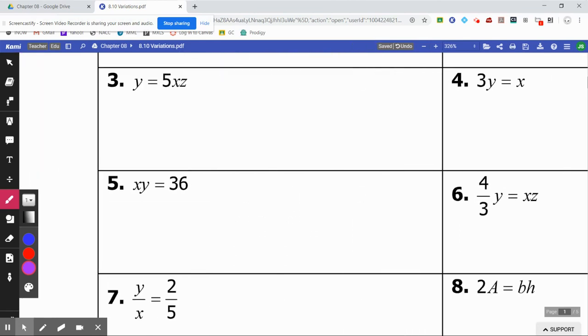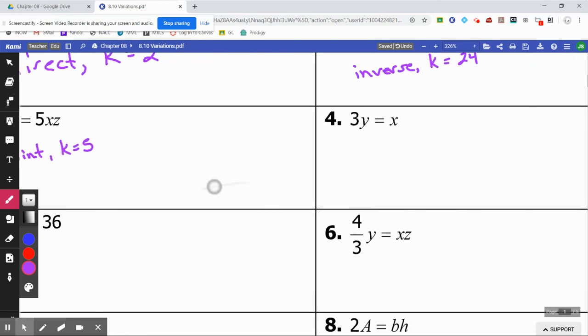Number 3, y equals 5 times x times z. So y varies jointly as x and z, so this would be a joint variation. And our k value in this one will be a 5, so it varies jointly.